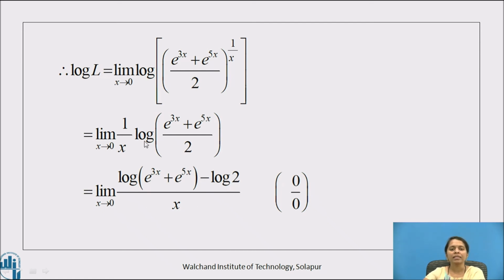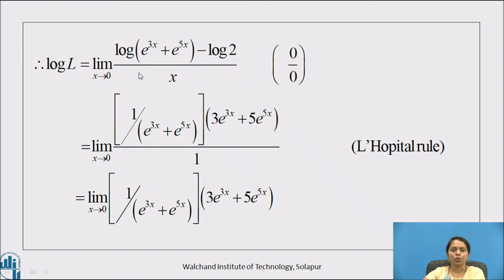Now, as we have used the rule log of a by b, which is log a minus log b. Now, applying again x equal to 0 in place of each x in numerator and denominator, it is in 0 by 0 indeterminate form. So, you can apply L'Hopital's rule here.